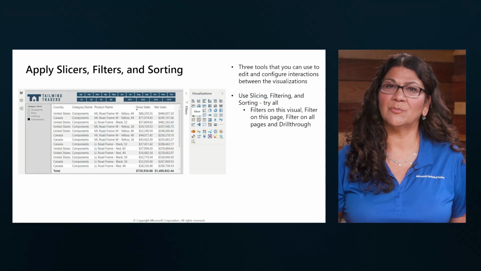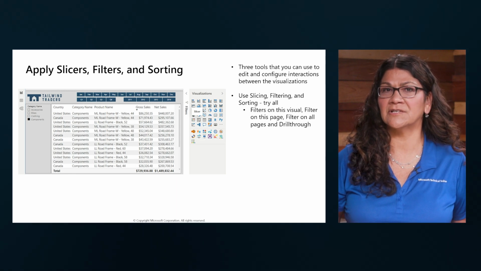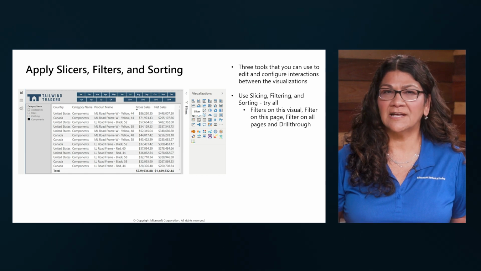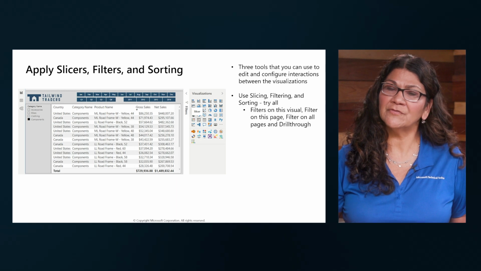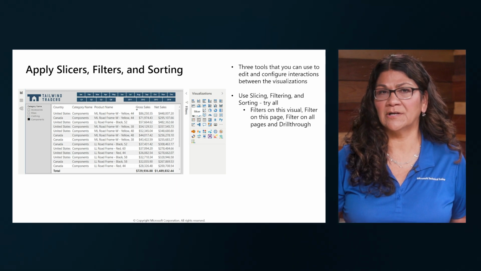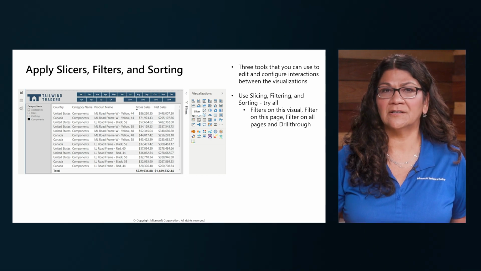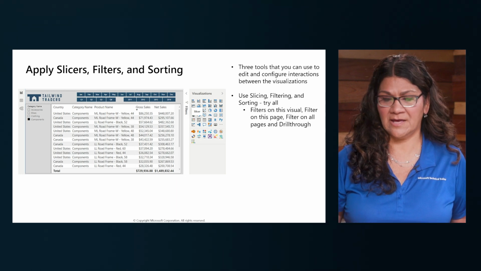Power BI Desktop provides 3 tools that you can use to edit and configure interactions between the visualizations you add to your report: slicers, filters, and sorting. A slicer is a type of filter that you can add to your report so users can segment the data in the report by a specific value, such as by year or geographical location, or in this case, category name.